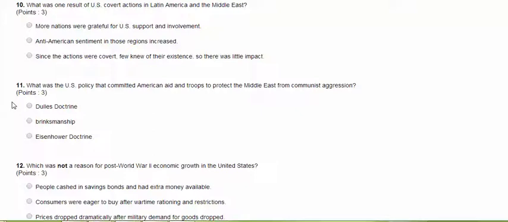Number 11, what was the U.S. policy that committed American aid and troops to protect the Middle East from communist aggression? Was that the Dulles Doctrine, brinkmanship, or the Eisenhower Doctrine.